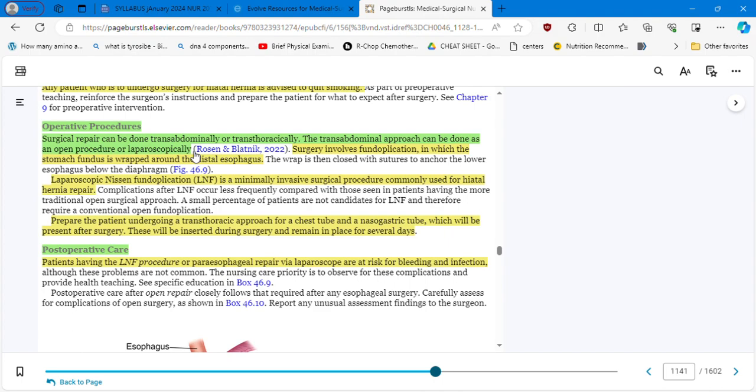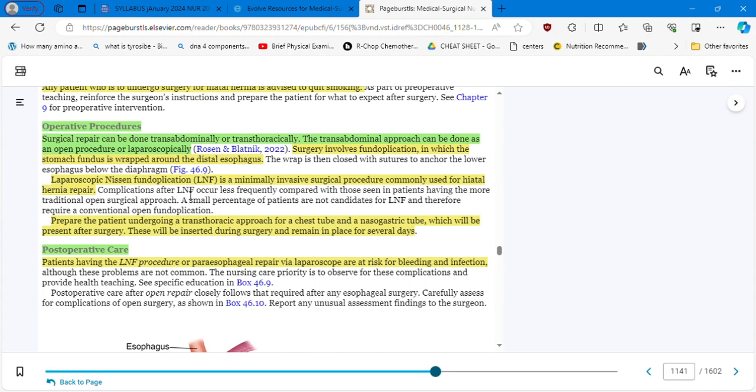Why do we need to get to the point of needing surgery, whether transabdominal or transthoracic? If we can change our nutrition, lose weight, and start lifestyle changes, we can prevent all these conditions. Surgery involves fundoplication, in which the stomach fundus is wrapped around the distal esophagus, and that's called the Nissen fundoplication approach.